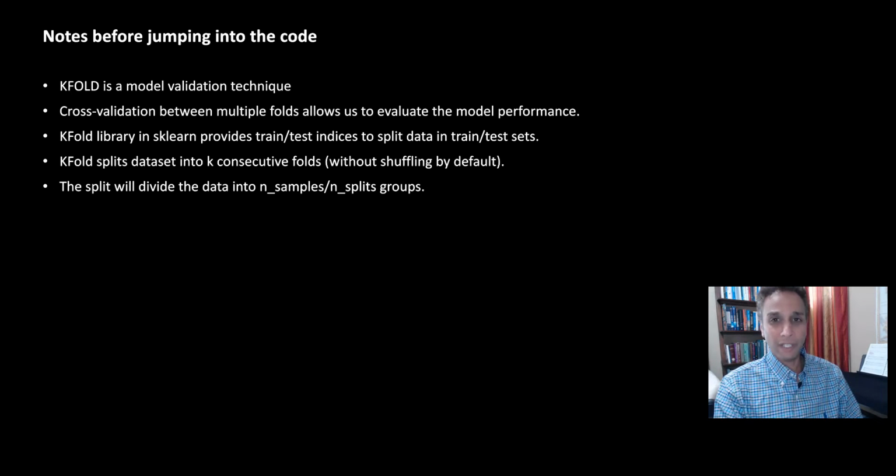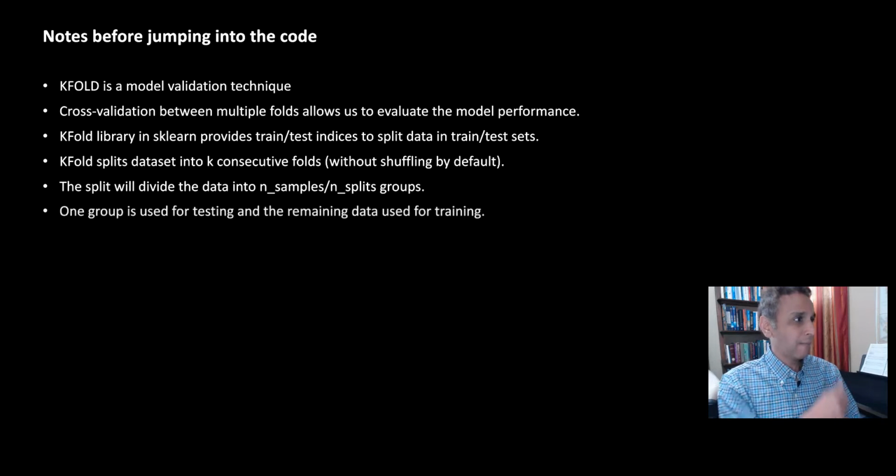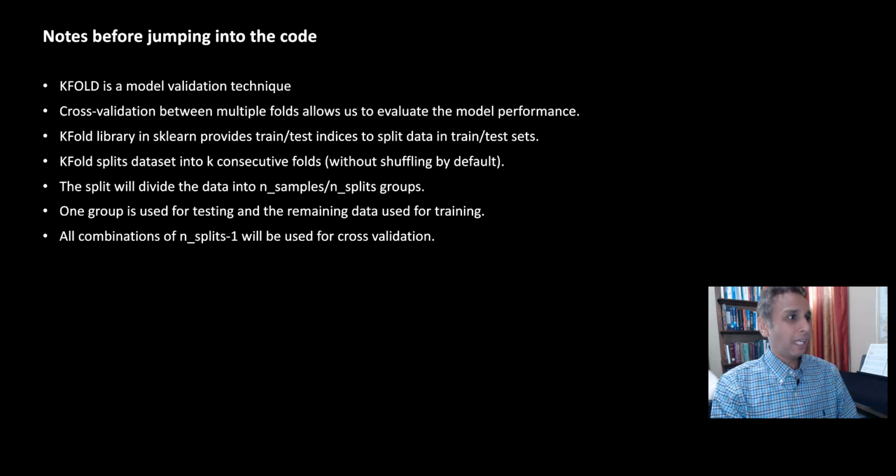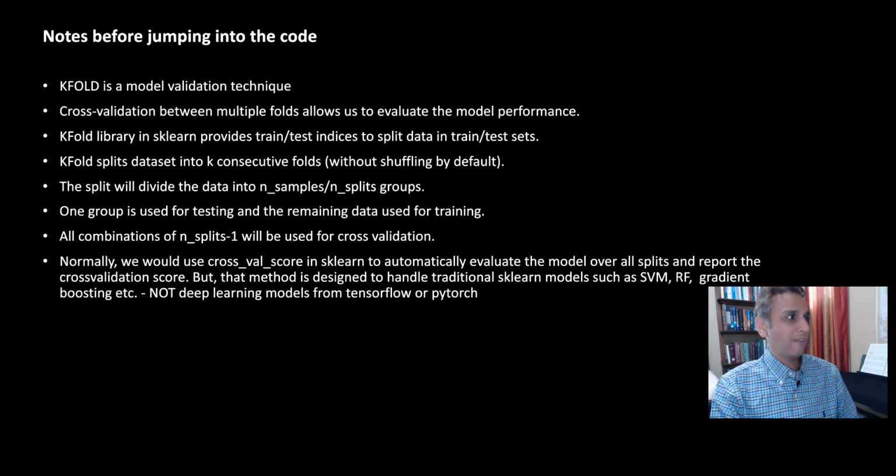So if you have 500 data points, and if your K equals 10, then in each fold you have 500 divided by 10, so that many data points. And one group is used for testing. So going back to the 500 example, if you have 500 divided by 10, let's say you have 50 per fold, one of the folds of 50 is used for testing and the remaining is used for training. And all combinations are used for cross-validation.